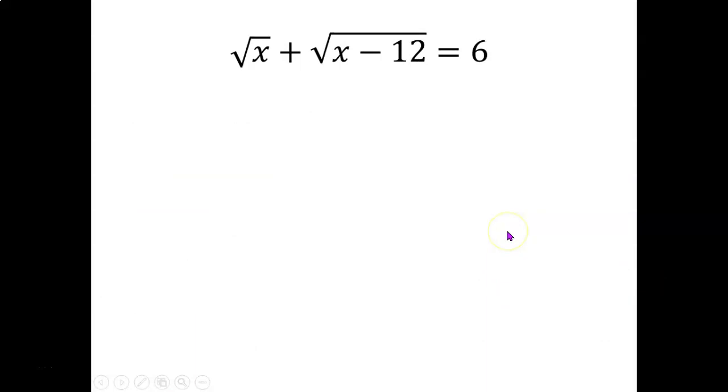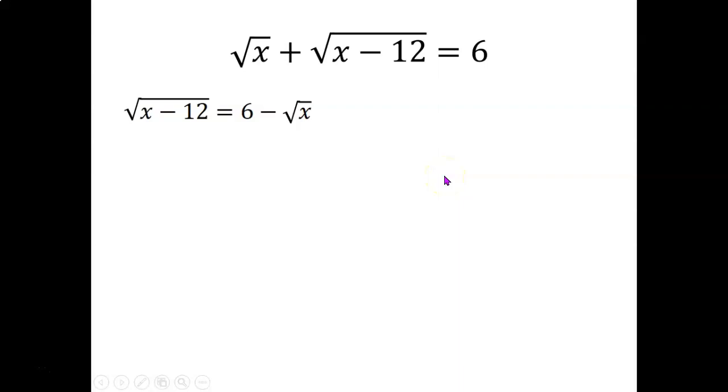And now for a more advanced example, and what makes this more advanced is that there's more than one radical here. That means when we try to isolate the radical, we can't really isolate them both at the same time. They both can't have a side of the equation all to themselves, because then where would the 6 go? But we can at least isolate one of them. So I chose to leave the square root of x minus 12 where it is, but subtract the square root of x on both sides.